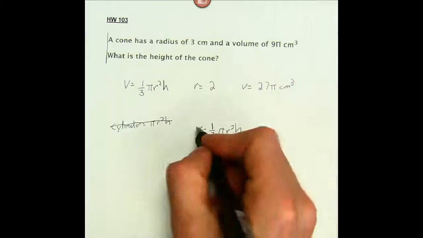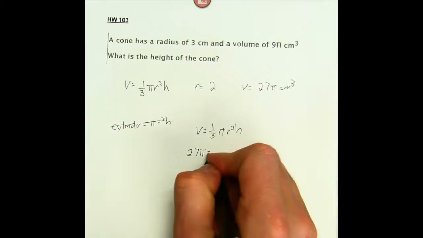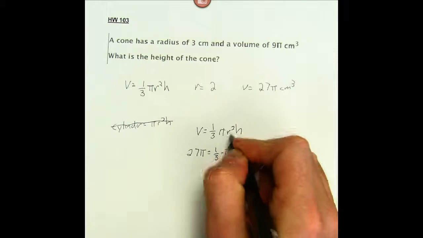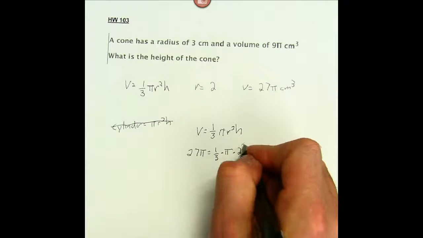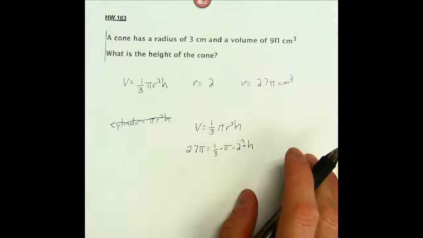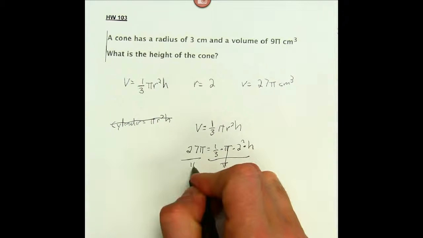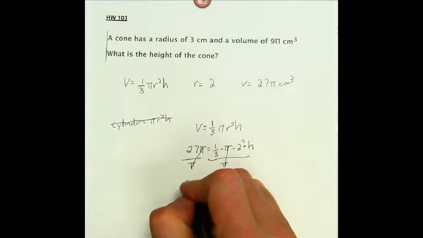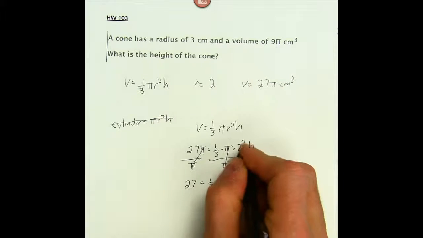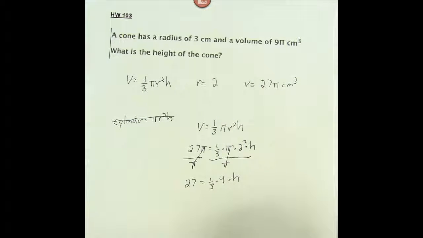So now I plug in my answers. V equals 27 pi. And then I write equals 1/3 times pi times 2 squared times h, because they're asking us to find the height. So now what do we do? Well, I can divide by pi because they cancel out. So now I have 27 equals 1/3, and I'm going to do 2 squared, which is 4, times height.